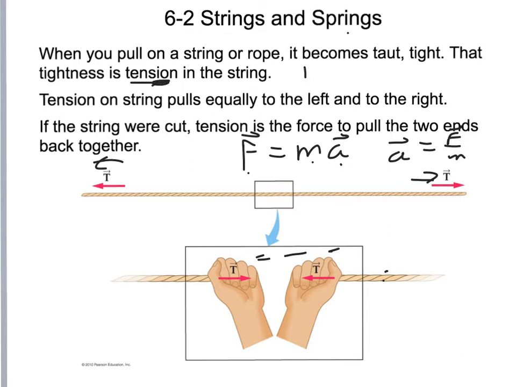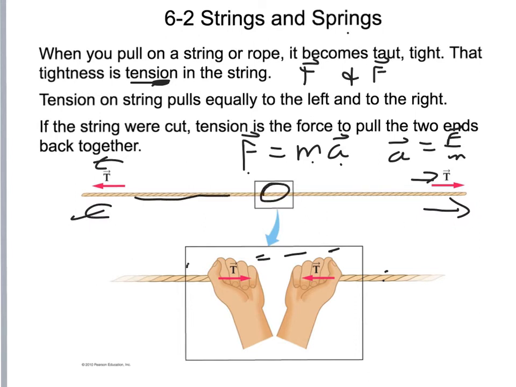And again, tension is a vector, and tension is also a force. So it's a type of force. It's different than an applied force. That's more generic when you're pushing or pulling. But tension is specifically a force that's on a string or a rope. And the tension on a string pulls equally to the left and equally to the right. So if you're pulling this way, it's all equal, assuming the same thickness rope.